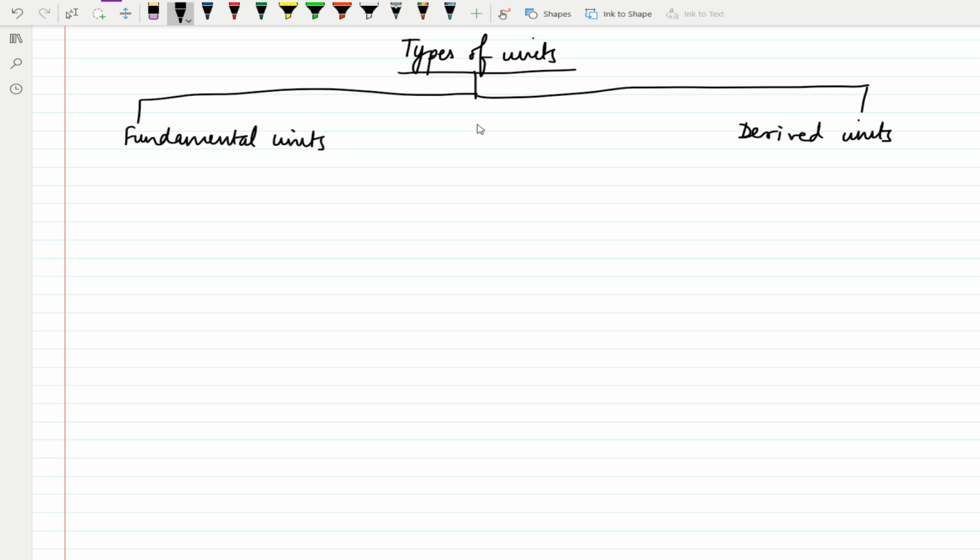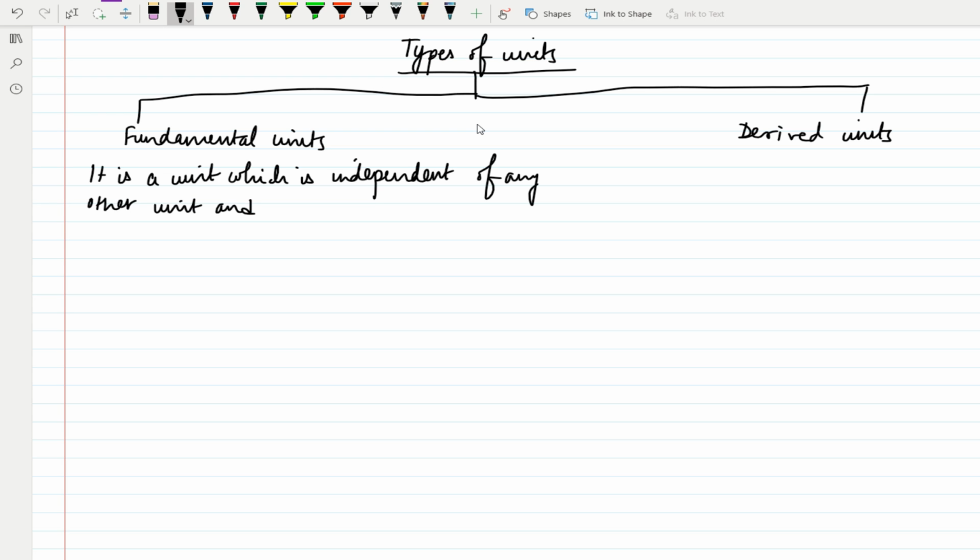Okay, now what are fundamental units? It is a unit which is independent of any other unit, and it cannot be expressed in terms of other physical quantities.